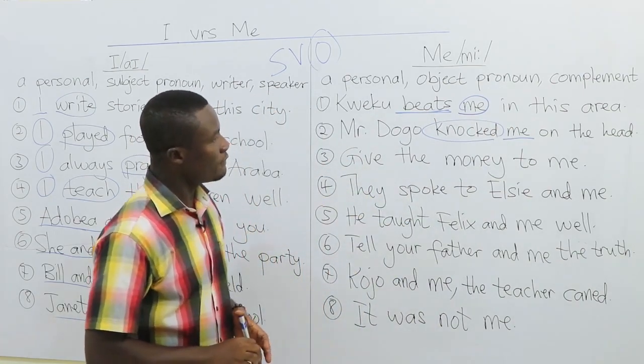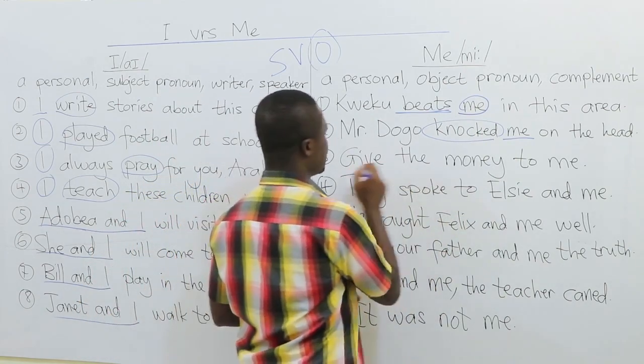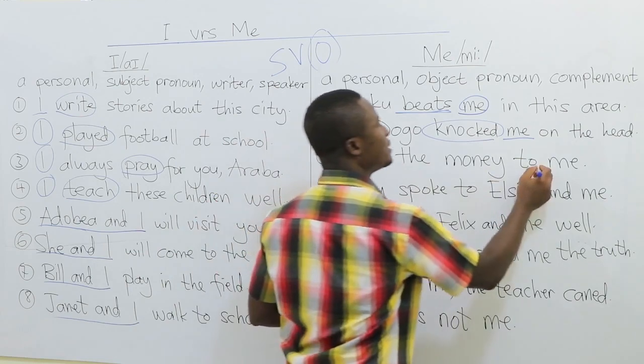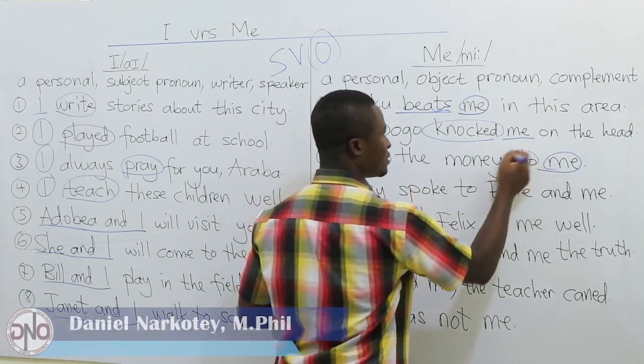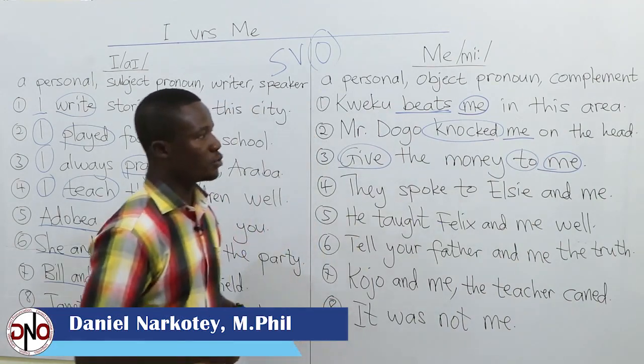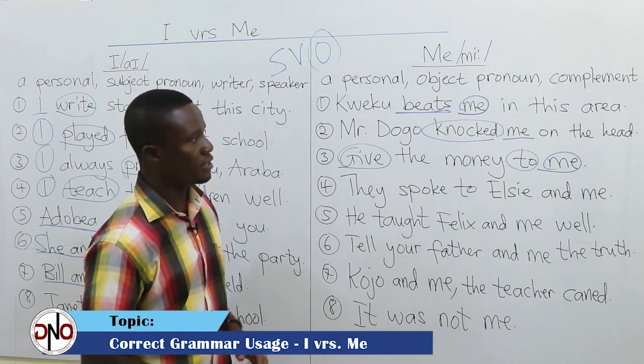3. Give the money to me. So you have, of course, the verb give here, but me is not the object of this give. It is the object of the preposition. So in this case it is benefiting. It is a beneficiary here.